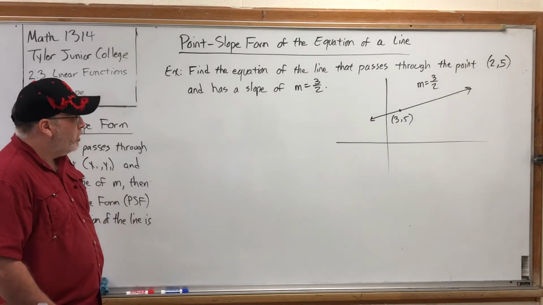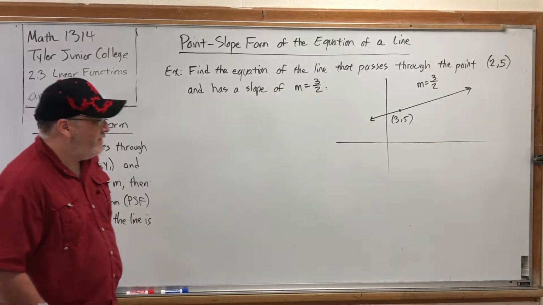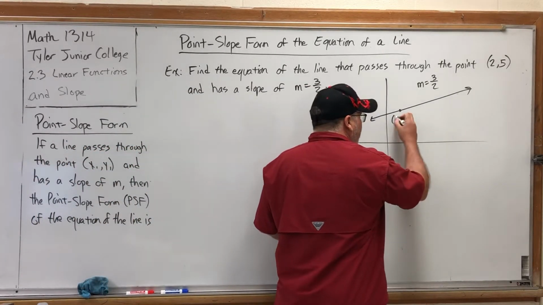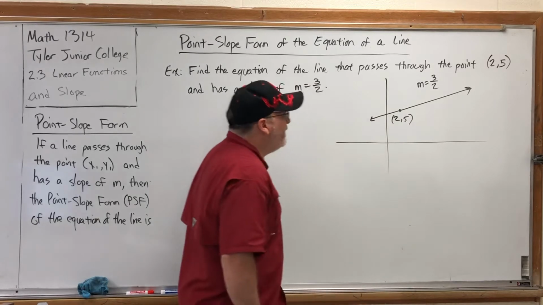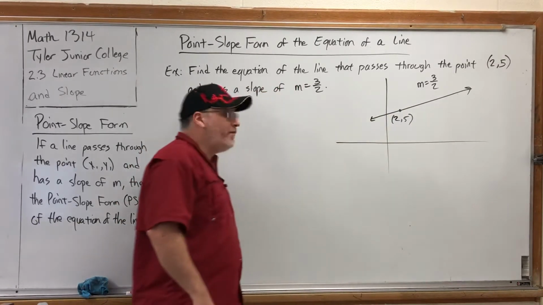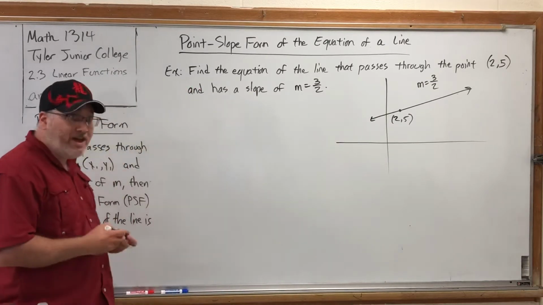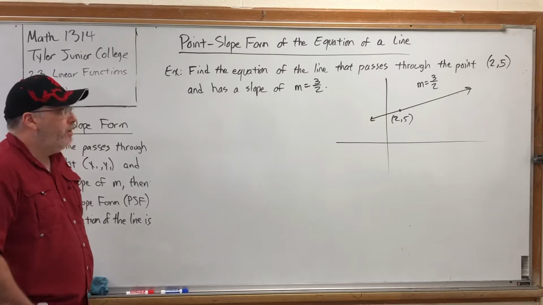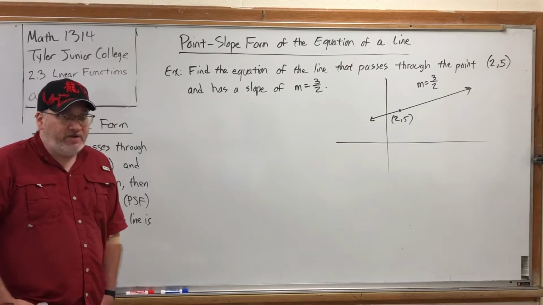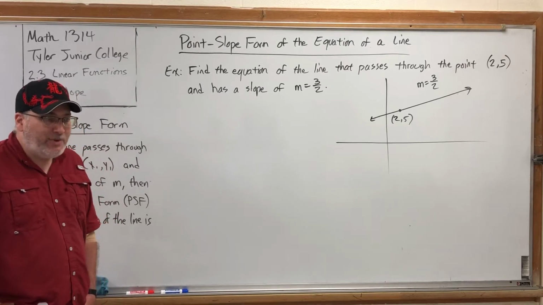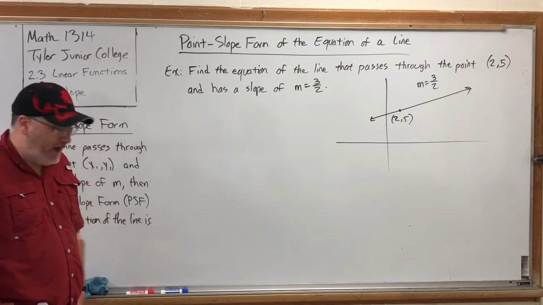For example, we're going to find the equation of the line that passes through the point (2, 5), that's a 2, not a 3, and has a slope of 3 halves, m equals 3 halves. Now, how can we do this? Well, one way to build the equation of anything is to put a generic point on it and see what that point has to satisfy.